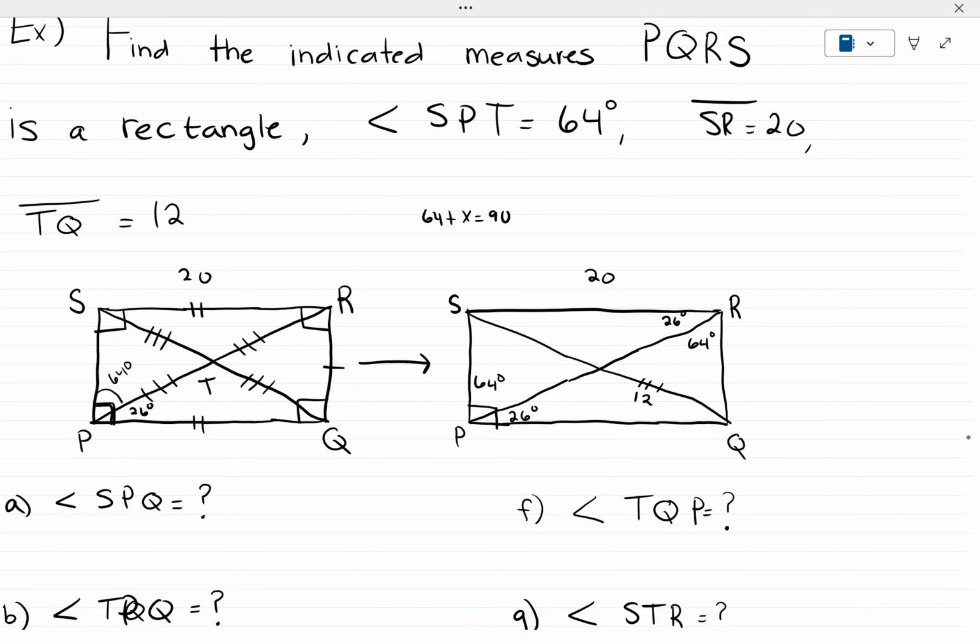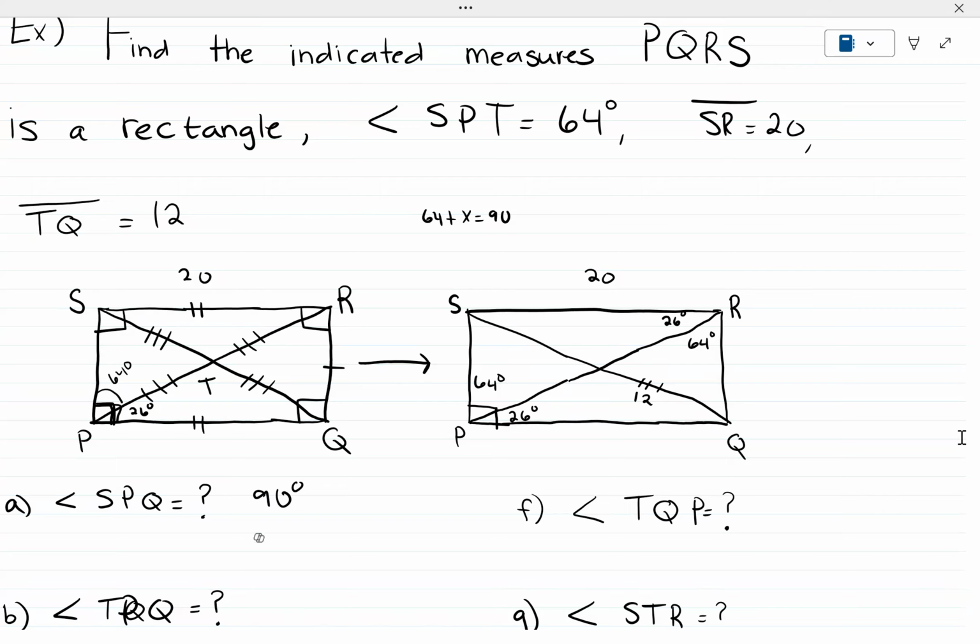So let's find letter A. What's the angle SPQ? It doesn't matter what image you use. SPQ, oh, that's easy. We said because this has a small box symbol, that is 90 degrees.